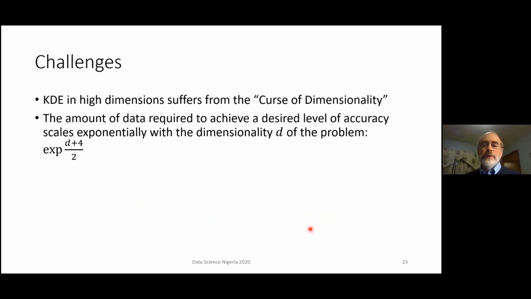So kernel density estimation is a beautiful thing. Unfortunately, in high dimension, and in machine learning we're almost always in high dimension, where high here means more than 5, it suffers from the curse of dimensionality. The amount of data required to achieve a desired level of accuracy scales exponentially with the dimension of the problem, according to e to the (d+4)/2. So basically, this completely fails in high dimension.